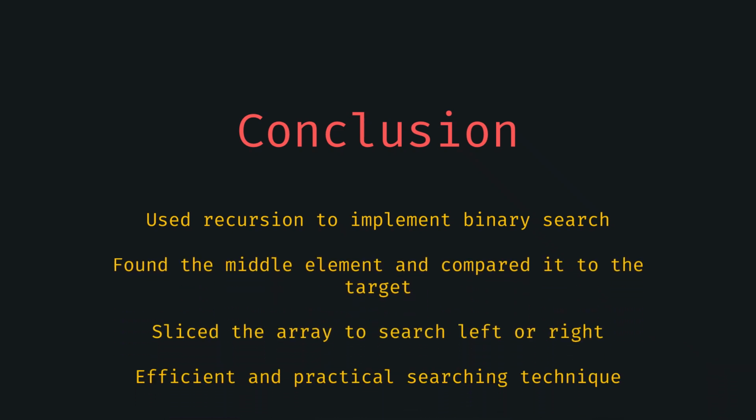We've built a recursive binary search function to find a target in a sorted array. This approach uses divide and conquer to efficiently find the result. Try different targets and arrays to see how this search works.